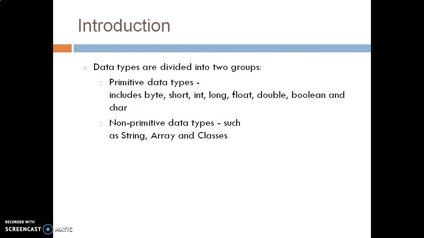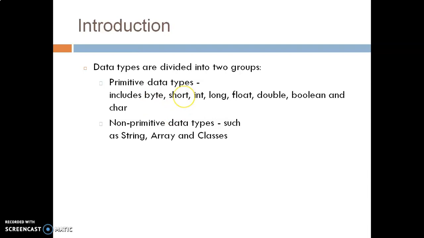When we are talking about primitive data types, we are talking about the built-in data types which are already present inside the system. It includes data types like byte, short, integer, long, float, double, boolean and char. These are all categories of primitive data types. As I said, primitive data types are inbuilt data types present inside the system; we are not creating them.